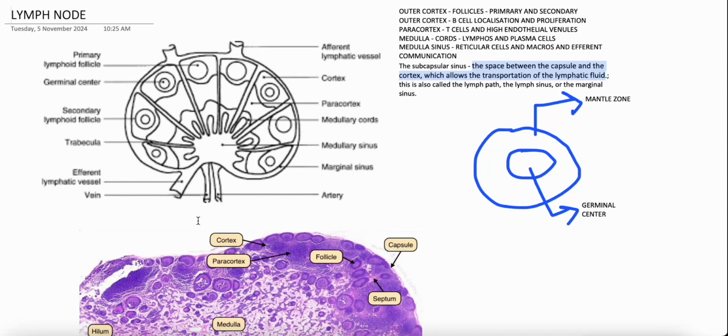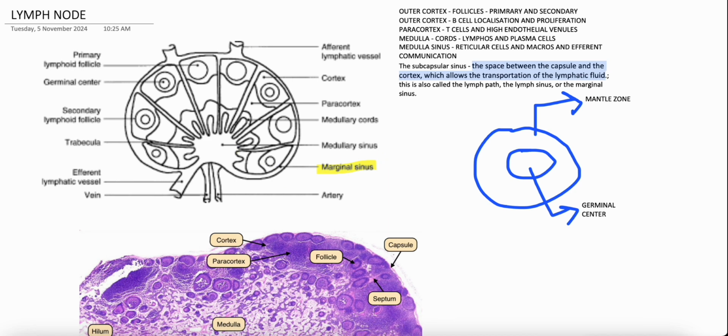So this is the structure of a lymph node. A lymph node is an encapsulated organ of the lymphatic system. In the lymph node, we will have the capsule, which is this outer structure. Then just beneath it, we will have a marginal sinus, which is nothing but a space where the lymphatic fluid will flow.